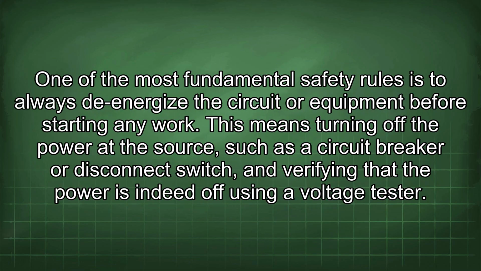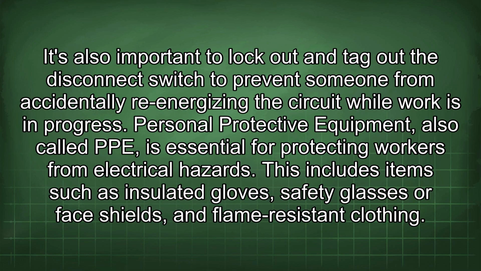One of the most fundamental safety rules is to always de-energize the circuit or equipment before starting any work. This means turning off the power at the source, such as a circuit breaker or disconnect switch, and verifying that the power is indeed off using a voltage tester. It's also important to lock out and tag out the disconnect switch to prevent someone from accidentally re-energizing the circuit while work is in progress.